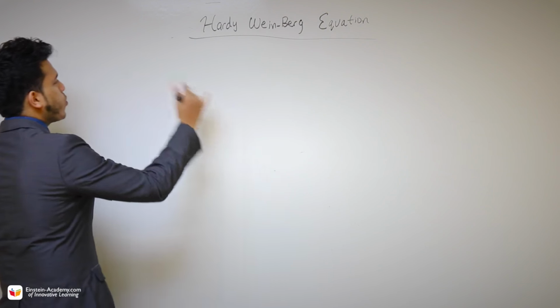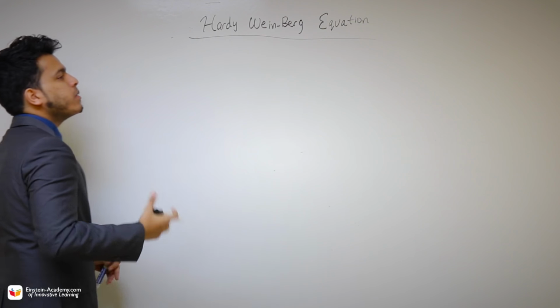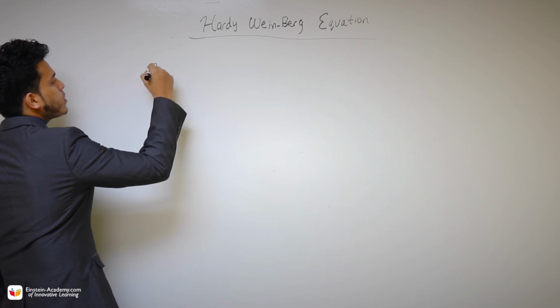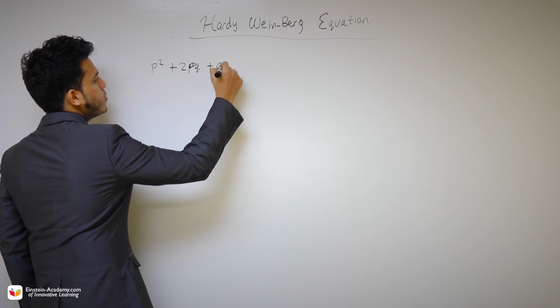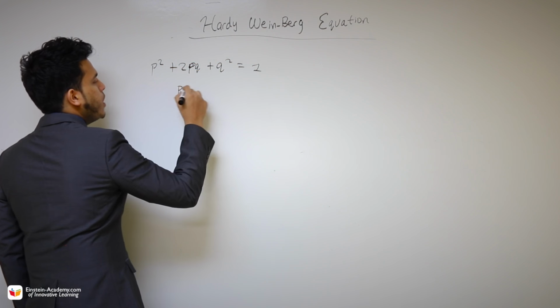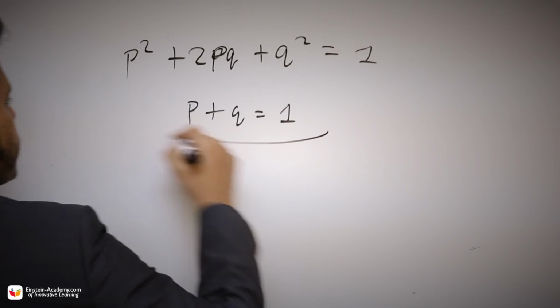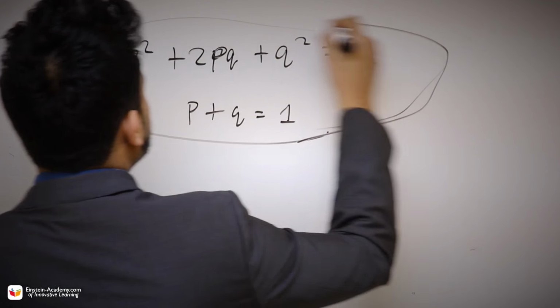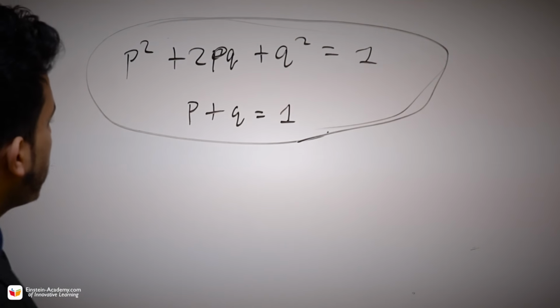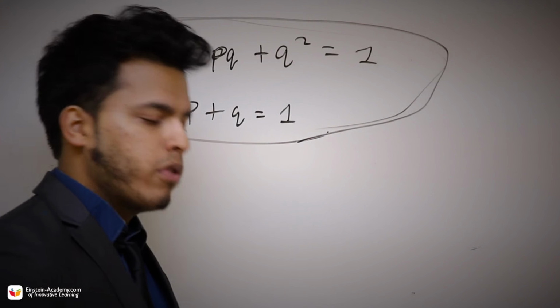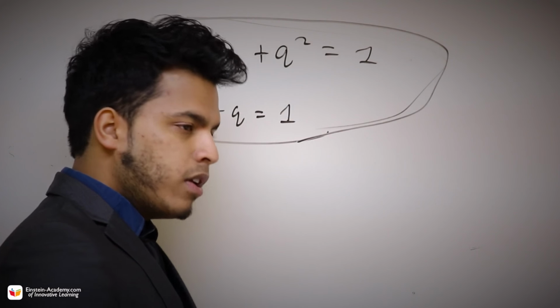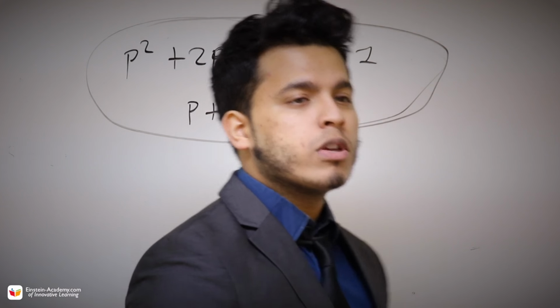So Hardy Weinberg equation, there's two equations that you have to memorize. And the equations are p squared plus 2pq plus q squared is equal to 1, and p plus q is equal to 1. Now, before we even talk about what this means and how we use this equation, let's go ahead and talk about, in general, what Hardy Weinberg equilibrium means.